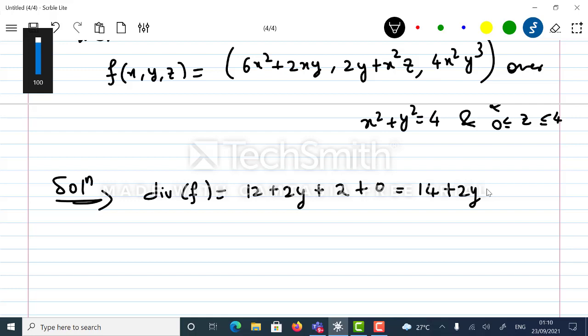I hope I have done it clearly. So 12x I should write here. 12x, so it won't get added. Then 12x plus 2y plus 2. Okay.